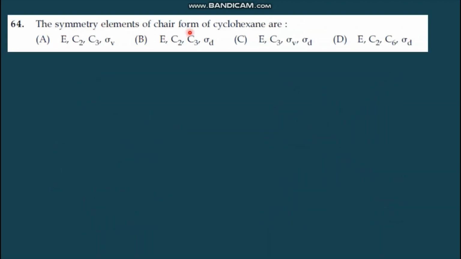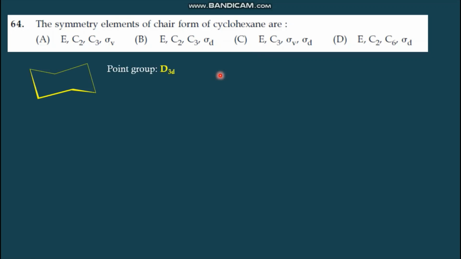The symmetry elements of the chair form of cyclohexane are... I already did one video based on group theory. In the playlist you can check, there is one playlist on group theory, you can check that one. I completed almost all the parts in that, and this group theory comes in module 1. I think I finished almost everything through different videos. You just check that one.